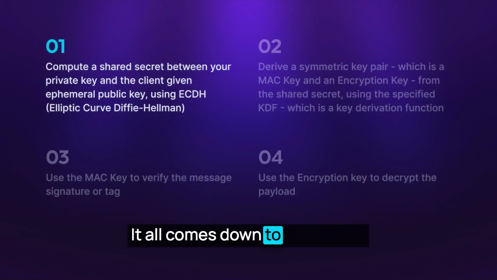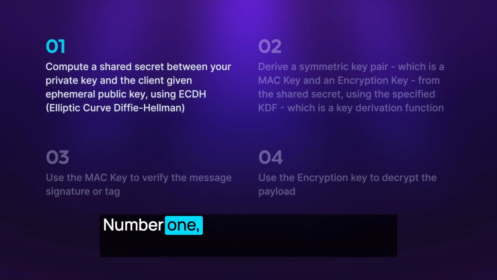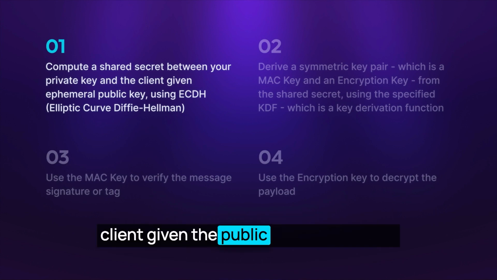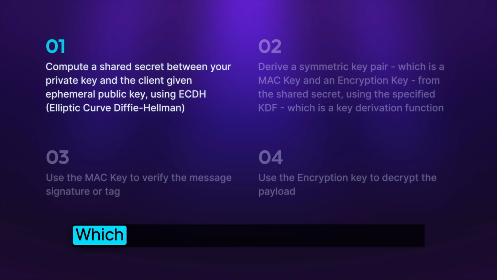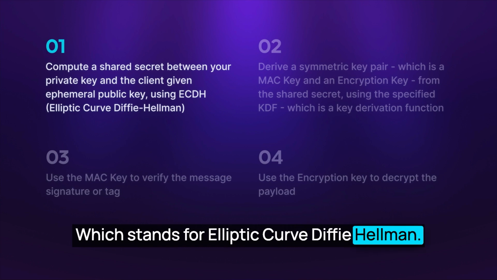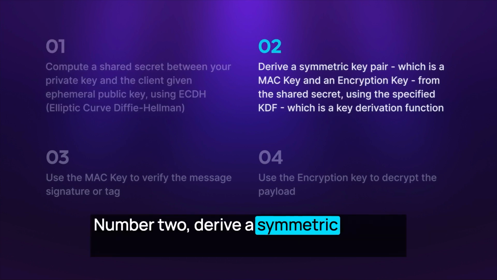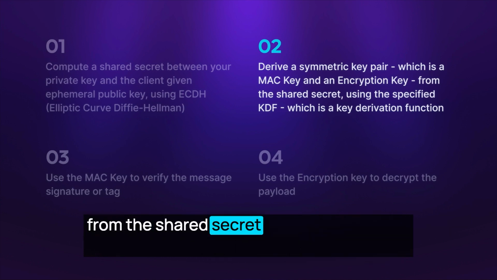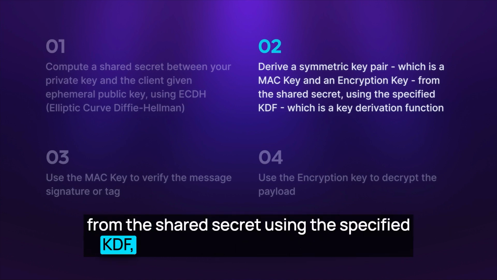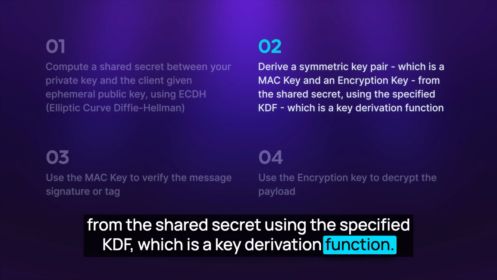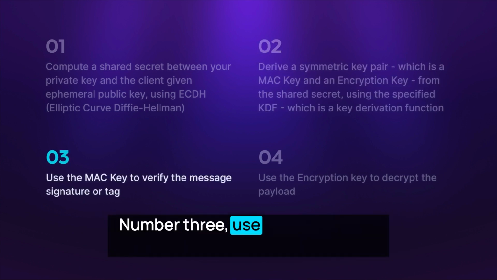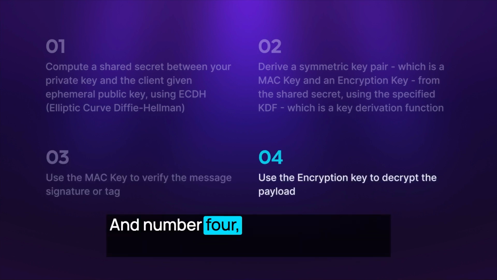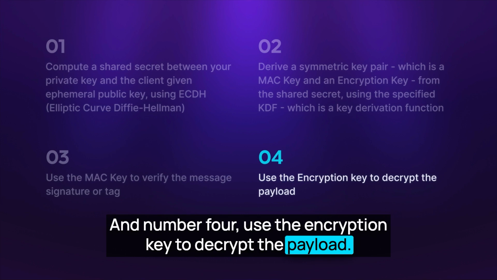It all comes down to 4 steps. Number 1. Compute a shared secret between your private key and the client-given ephemeral public key using ECDH, which stands for elliptic curve Diffie-Hellman. Number 2. Derive a symmetric key pair, which is a MAC key and encryption key, from the shared secret using the specified KDF, which is a key derivation function. Number 3. Use the MAC key to verify the message signature or tag. And number 4, use the encryption key to decrypt the payload.